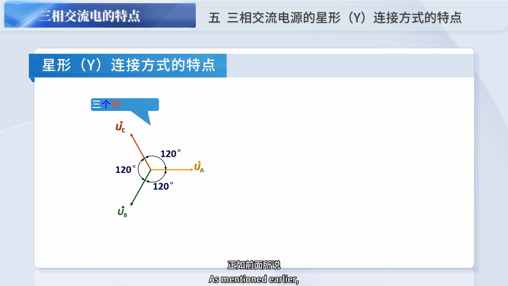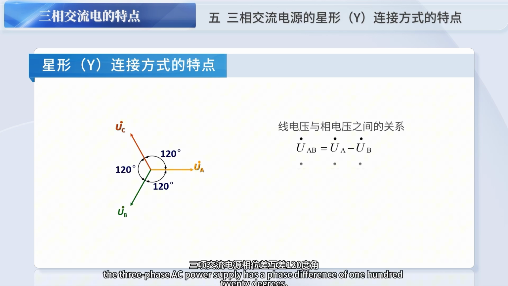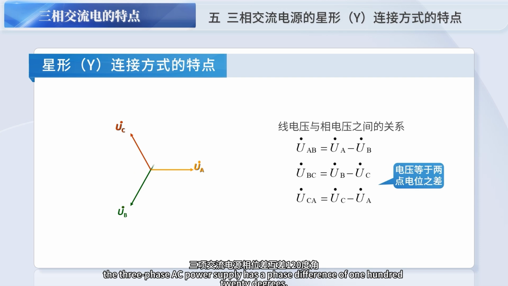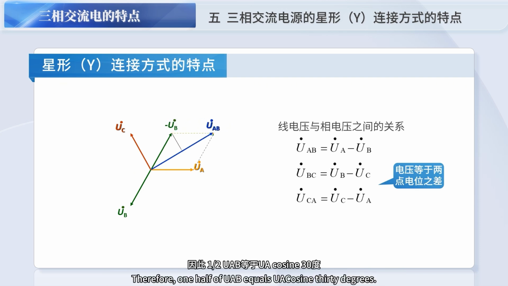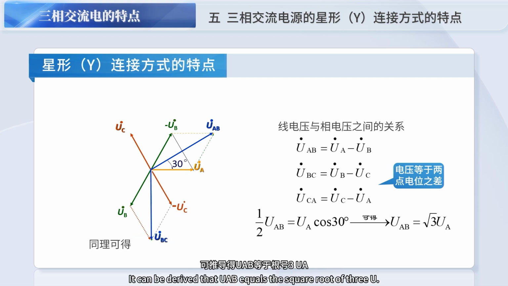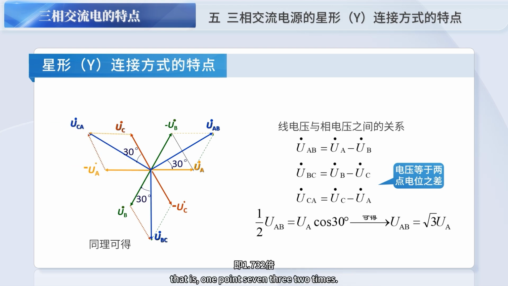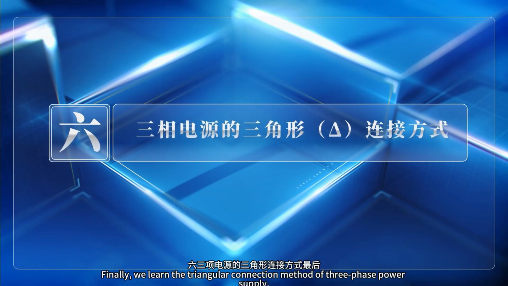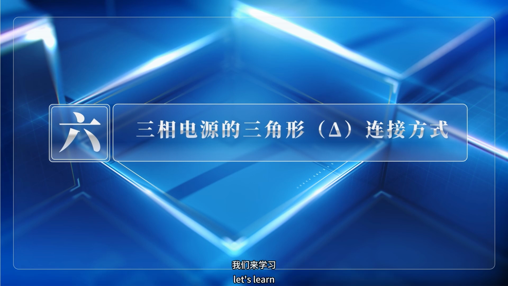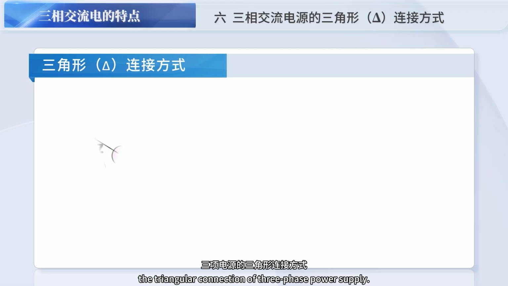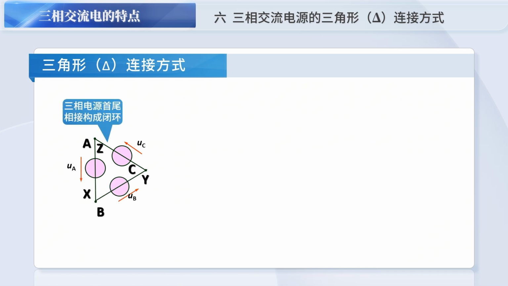As mentioned earlier, the three-phase AC power supply has a phase difference of 120 degrees. Therefore, 1/2 of UAB equals UA times cosine 30 degrees. It can be derived that UAB equals the square root of 3 times U, that is, 1.732 times. Finally, we learn the triangle connection method of three-phase power supply. Let's learn the triangle connection of three-phase power supply.